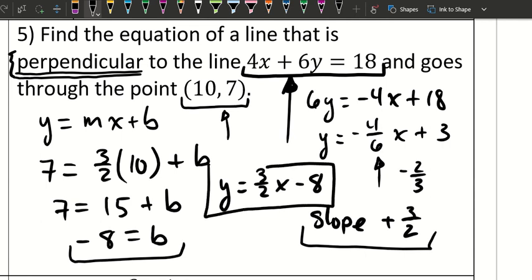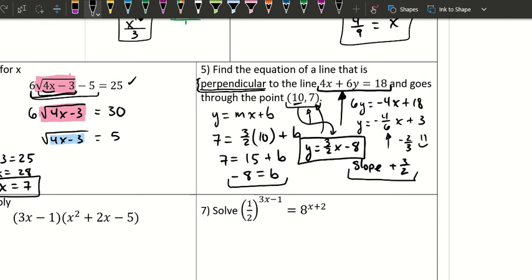As a quick check, I notice that the equation I wrote does have a slope that is opposite reciprocal of the line that I was given. That's a good thing. Also, I notice that if I put 10 into that equation, 3/2 times 10, 10 divided by 2 is 5, times 3 is 15, 15 minus 8 is 7. I notice that when I put 10 in, it gives me 7 back. Perfect. Wonderful. Let's move on to question number 6.